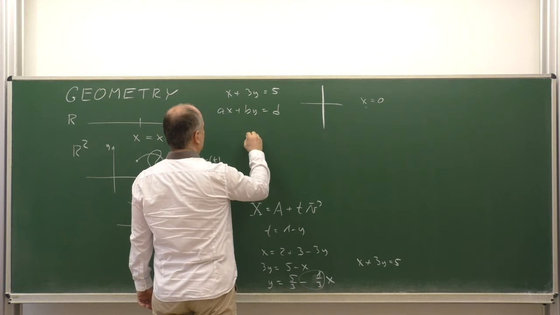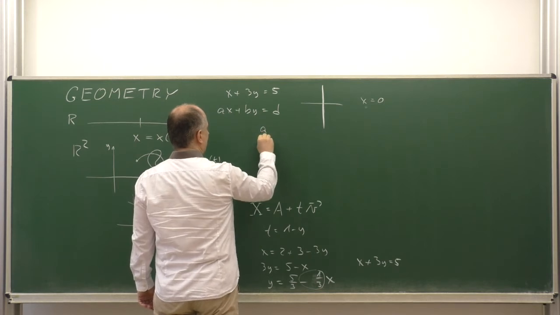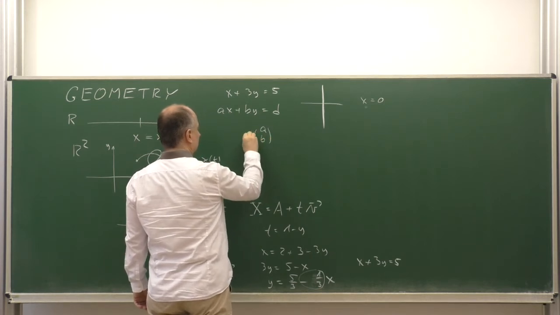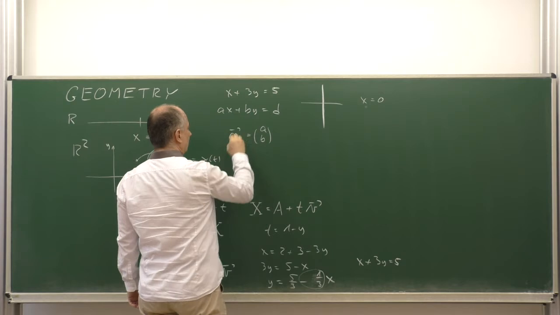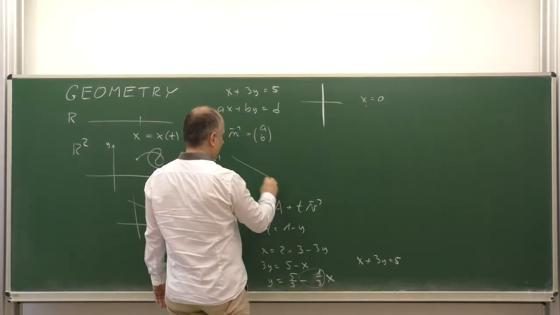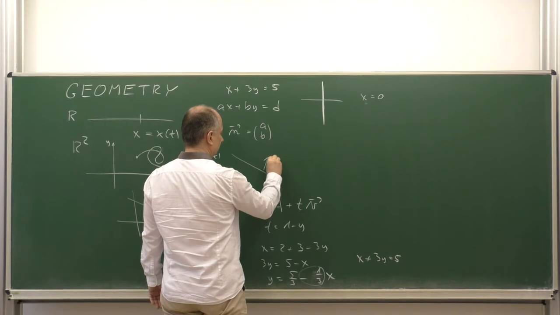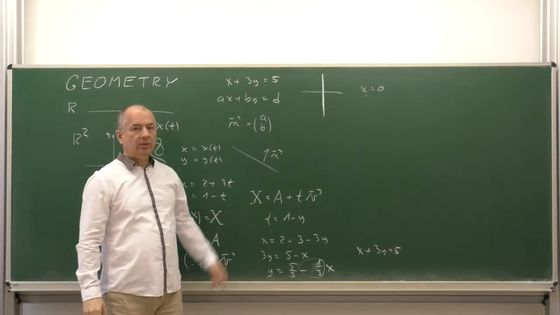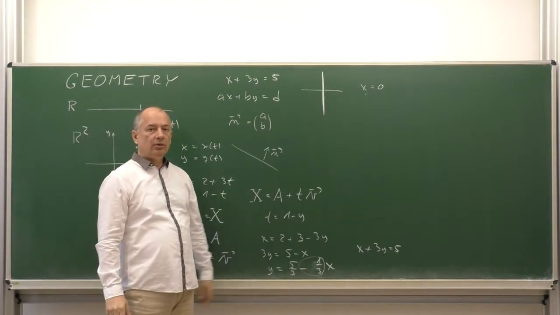These two numbers, a and b, may again be written as a vector, and this is the normal vector to the line. If the line looks like that, then the normal vector is perpendicular or orthogonal to the line.